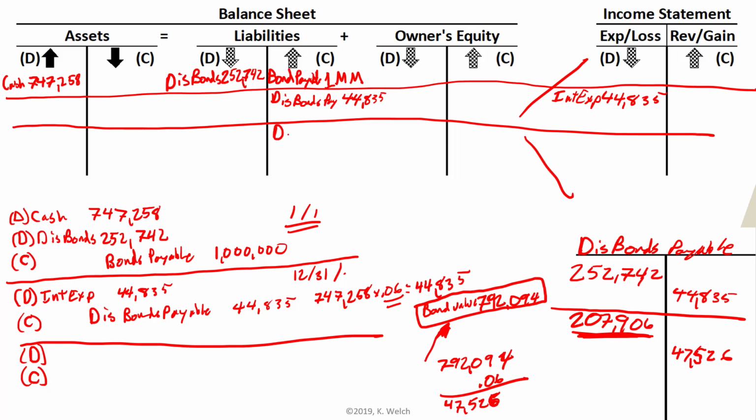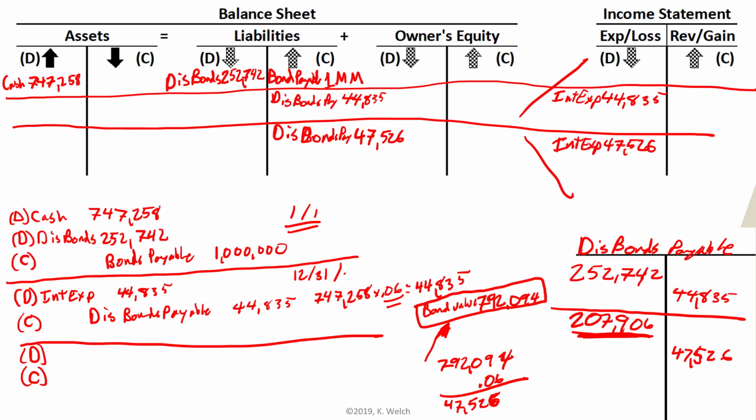And then we got another discount. This is how it hits our liabilities. Discount on bonds payable, 47,526. And that's our interest expense.